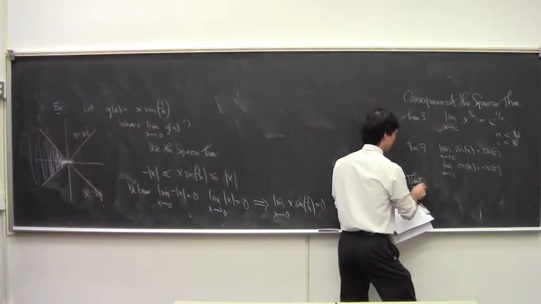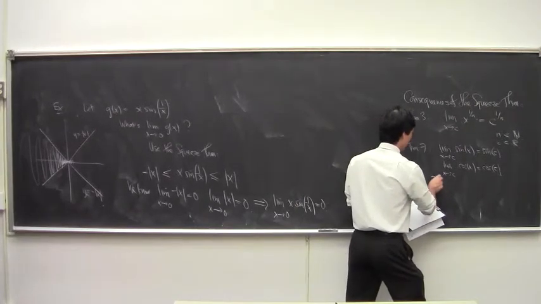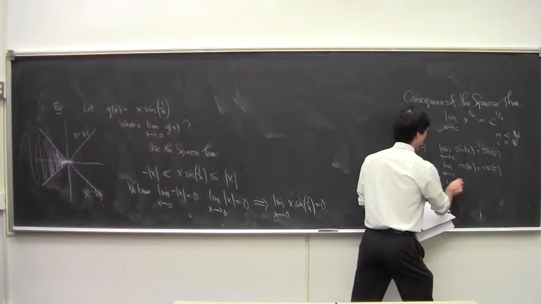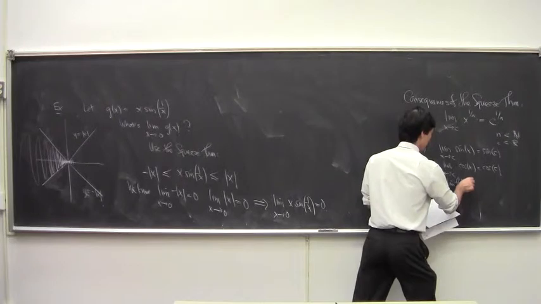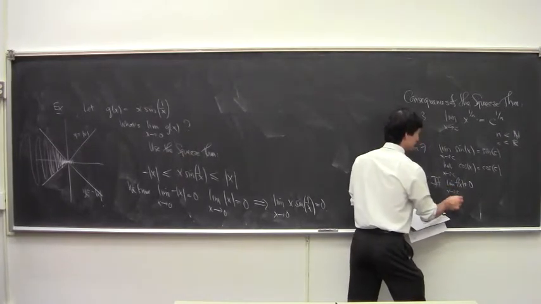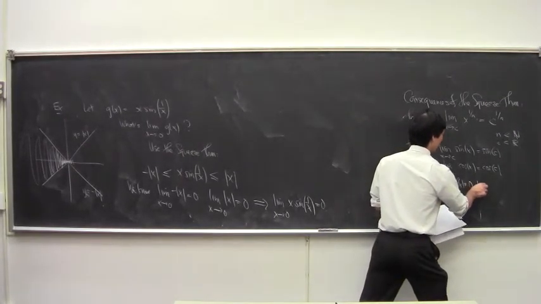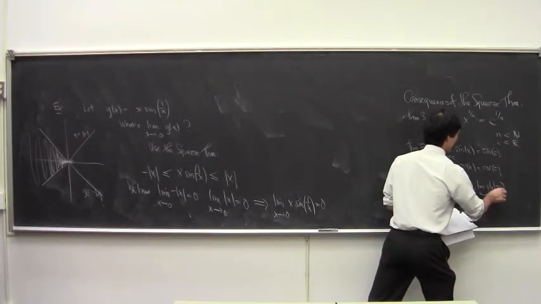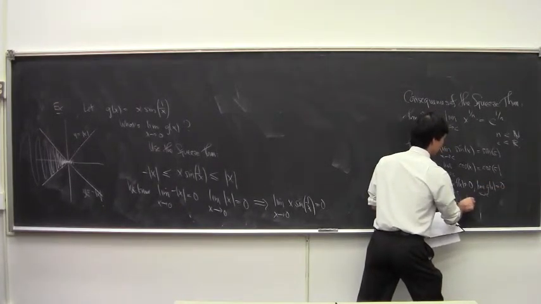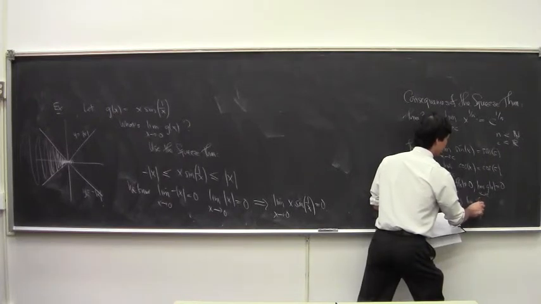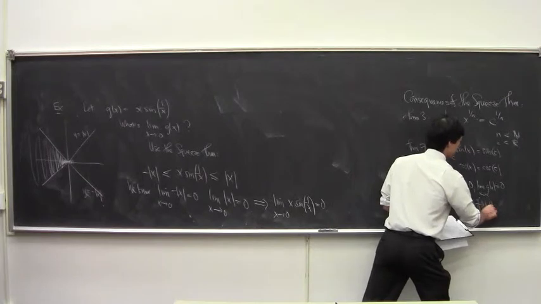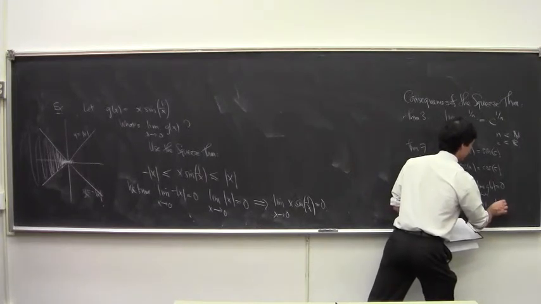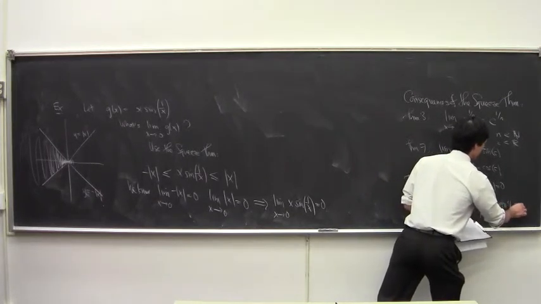Theorem number 5. If the limit of f is non-zero as x approaches c, and the limit of g is 0 as x approaches c, then the limit of f over g doesn't exist. The limit of the quotient doesn't exist.